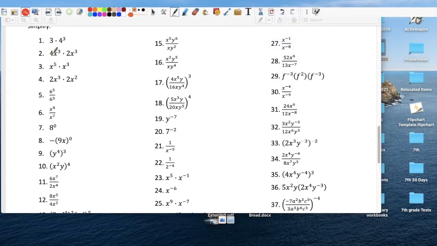Number 2, bases are the same. Well, I mean, I multiply the coefficients. 4 and 2 is 8. X cubed and x cubed is x to the 6th, right? That's it. Next one, x fifth times x cubed.